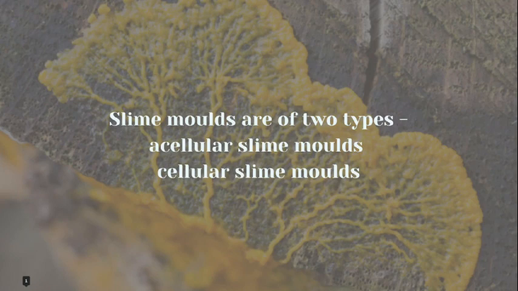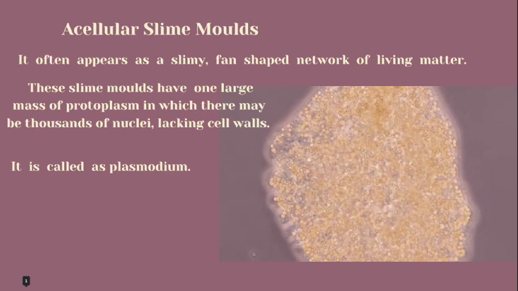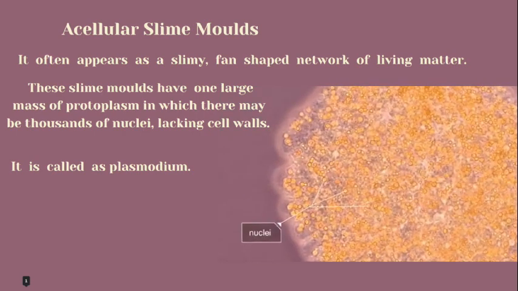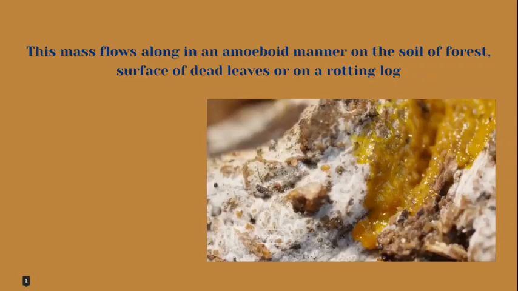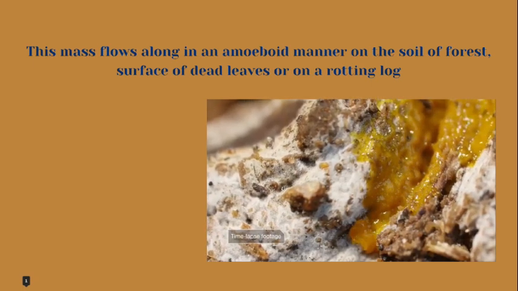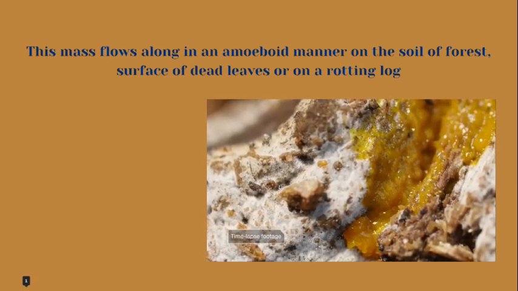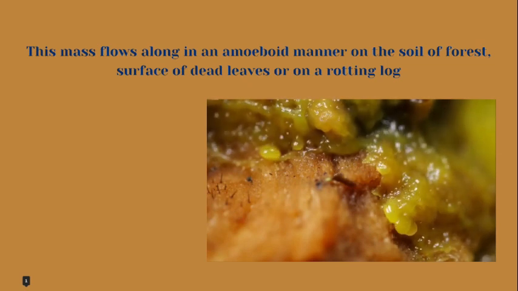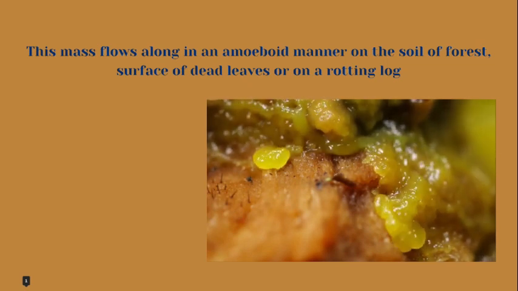Slime molds are of two types, acellular slime molds and cellular slime molds. Acellular slime molds often appear as a slimy, fan-shaped network of living matter. These slime molds have one large mass of protoplasm in which there may be thousands of nuclei lacking cell wall, and so they are called plasmodium. And this plasmodium mass flows along in an amoeboid manner on the soil of forests, the surface of dead leaves, or on a rotting log.